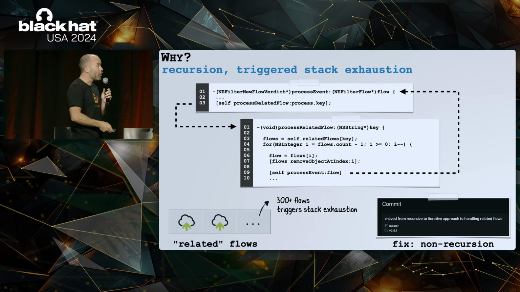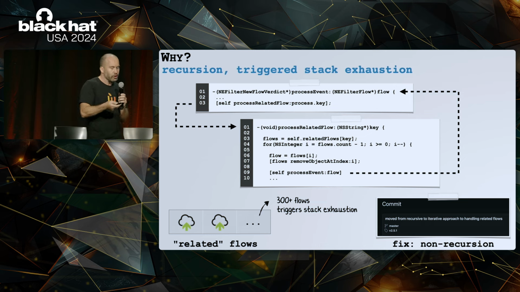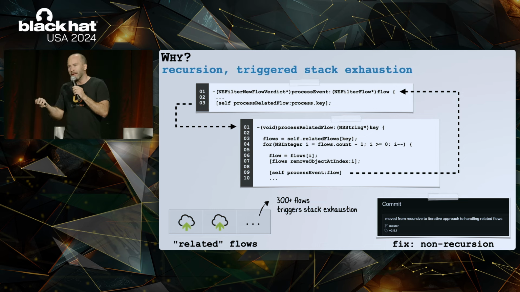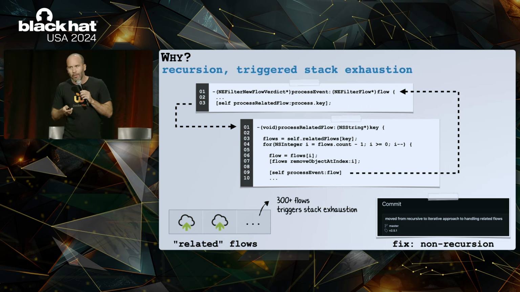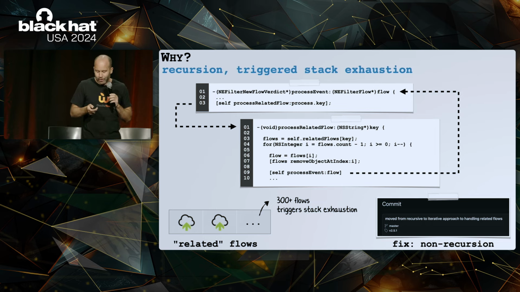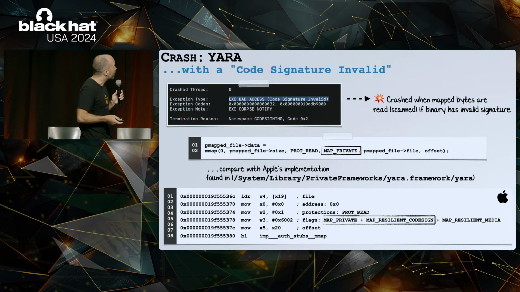This is all well and good until you get something like 300 related flows, which then causes a stack exhaustion issue due to the recursion. Basically, the stack on macOS is not big enough to handle that. So as soon as I saw this, I realized, OK, that's a problem. And so I went back to implementing an iterative approach. Even to this day, I've never used recursion, which I'm a little bummed about.